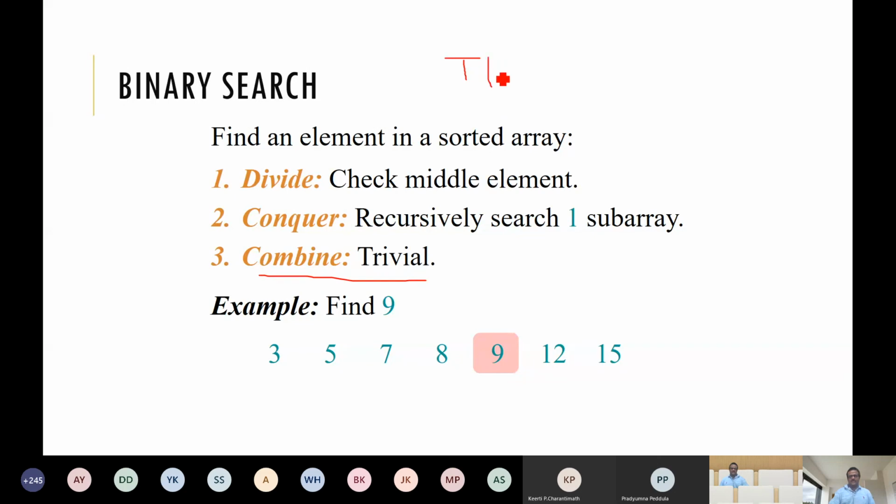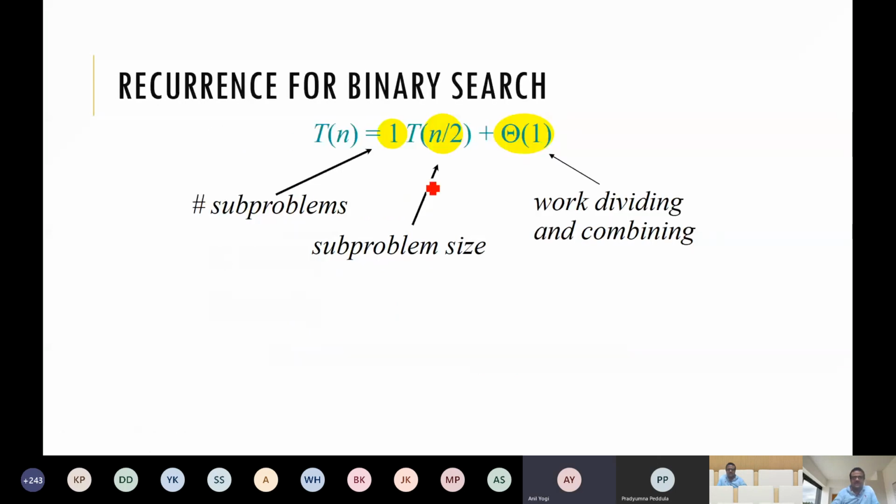So what is T(n) then? How many subarrays are there? What will be the recurrence? One. Only one subarray. So that's why T(n) will be T(n/2) plus some constant. Because in the divide step we are just checking the middle one, and in the combine step there is nothing, so that will be constant.